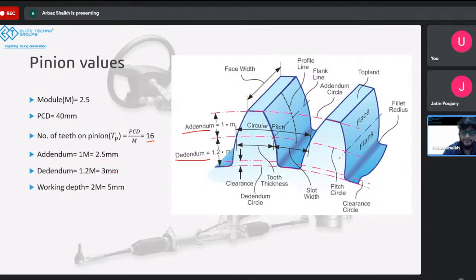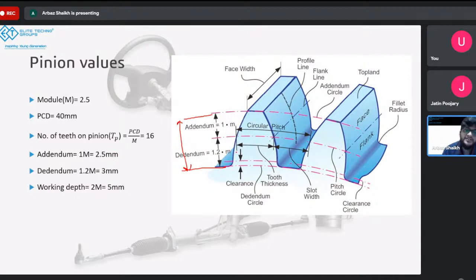Next thing is the working depth. Now, what is working depth? The working depth means that if you add these two up, addendum and dedendum, you can see the distance between these two circles. Let me just clear the ink from this. So you can see the distance between this top circle and this bottom circle, right? This will be addendum plus dedendum, and that will be 3 plus 2.5, which will be 5.5.